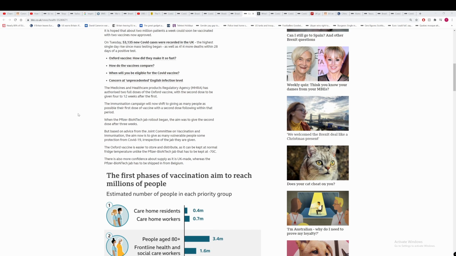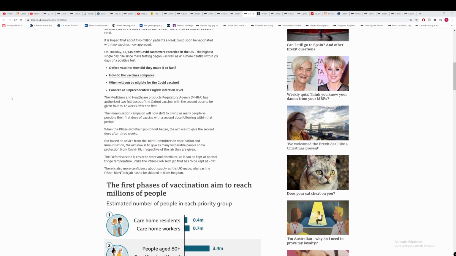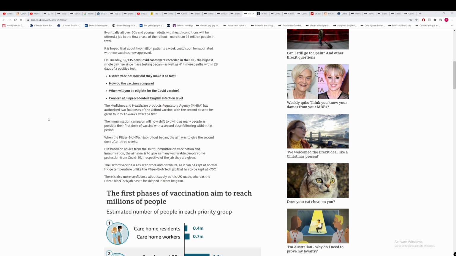On Tuesday, 53,135 new COVID cases were recorded in the UK, the highest single rise since mass testing began, as well as 414 more deaths within 28 days of a positive test.